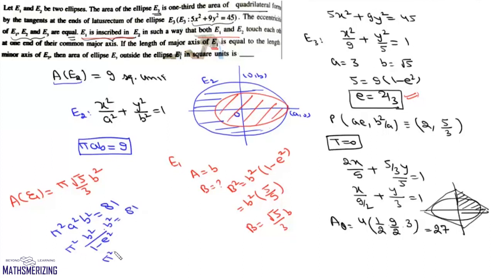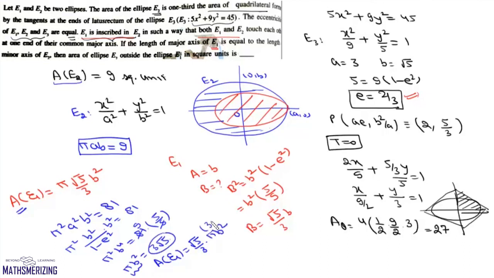So we'll write pi square b to the power 4, and it'll be equal to 81, and 1 minus e square in this case again will be 5 by 9. So it'll be this value 9. So pi b square is actually 3 root 5. Once we have the value of pi b square, we can write the area of E1 as root 5 by 3 into pi b square. Now the value of pi b square is 3 root 5.